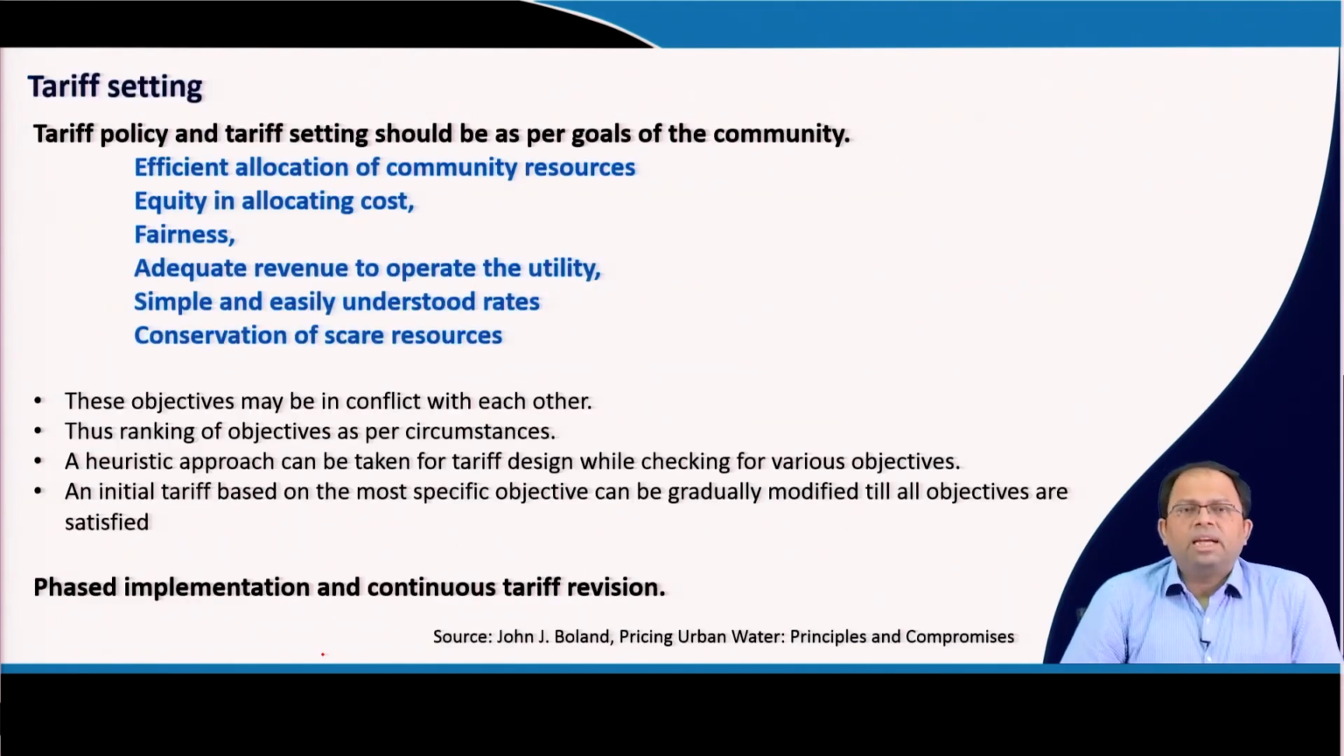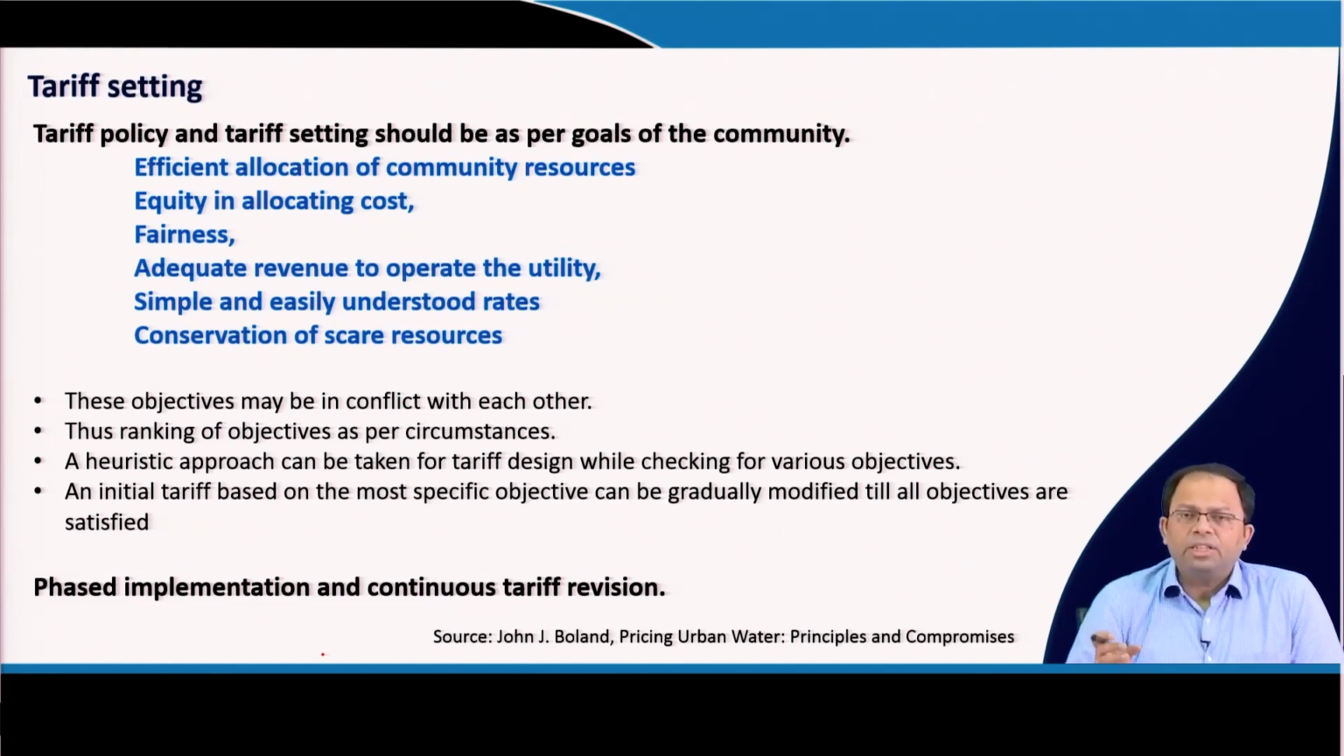So tariff policy and tariff setting should be as per the goals of this particular community. And these goals are in terms of efficient allocation of community resources, equity in allocating cost, fairness, adequate revenue to operate the utility, simple and easily understood rates, conservation of scarce resources. So these are the different parameters that have to be considered when you set a tariff for a water supply for a particular community, and it has to be as per what the community wants.